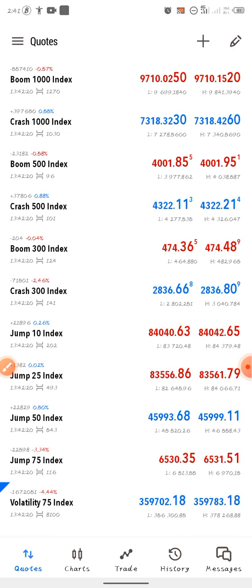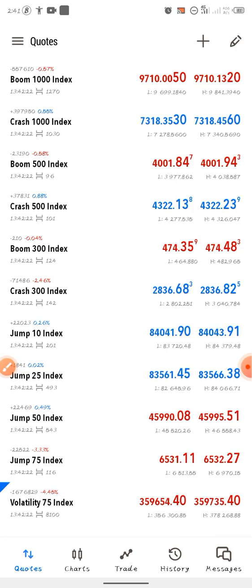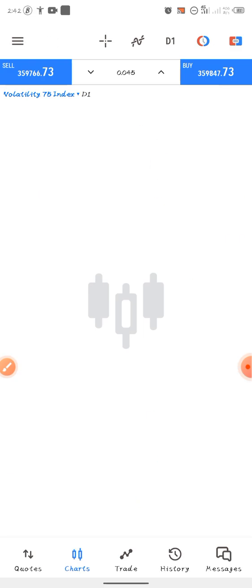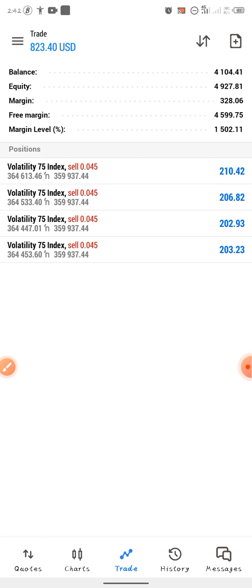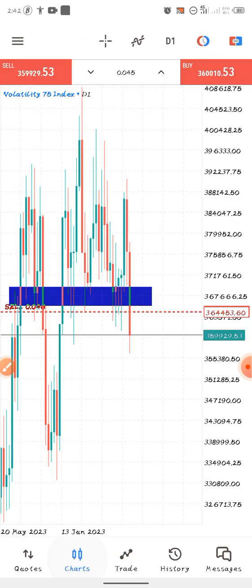So guys, let's dive into the strategy. As you can see, this Vix 75. You can see right there, I already marked the area out. Now you can see I've already run into $800 plus profit with a $4,000 account. Now guys, let's dive into the strategy real quick without wasting much of our time.